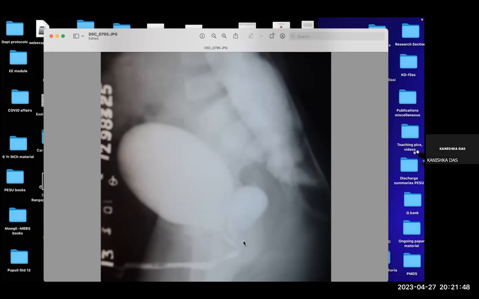Where is the bulb? Bulb is here. This is the vertical part of the urethra, this is where it is turning, and this is the bulb. So it arises from a little above the bulb, somewhere in the prostatic membranous urethra. That's where it's taking off from, the vertical part.